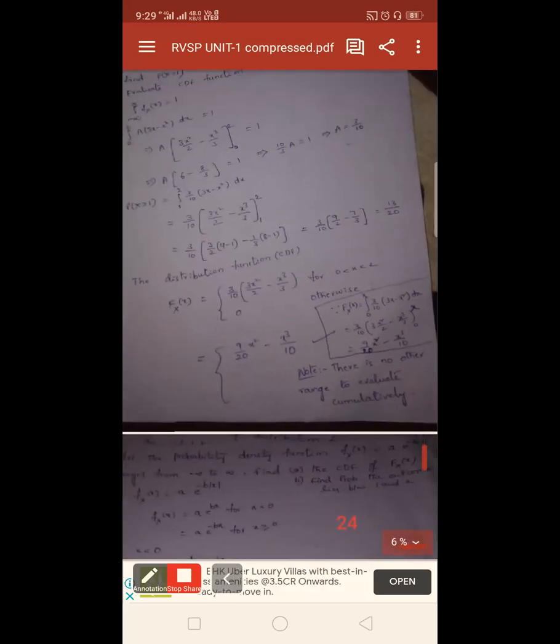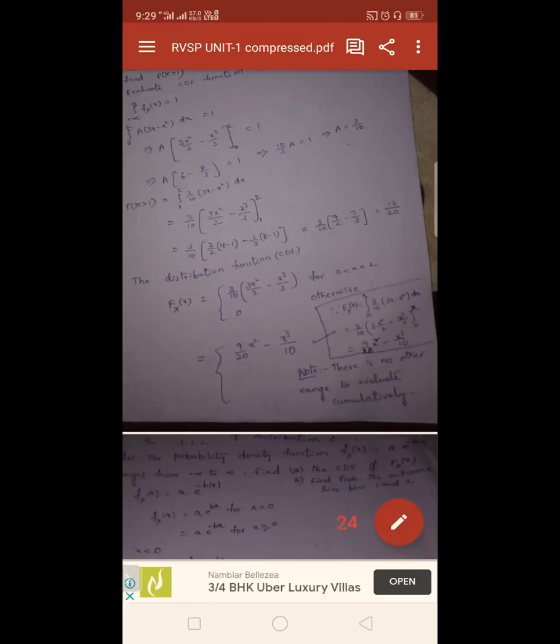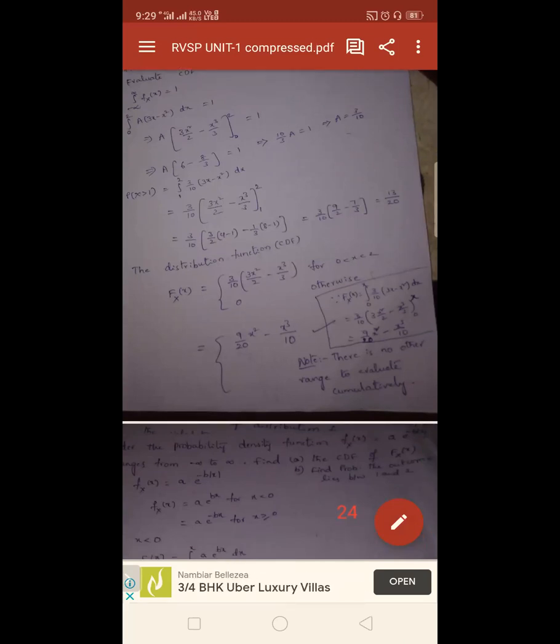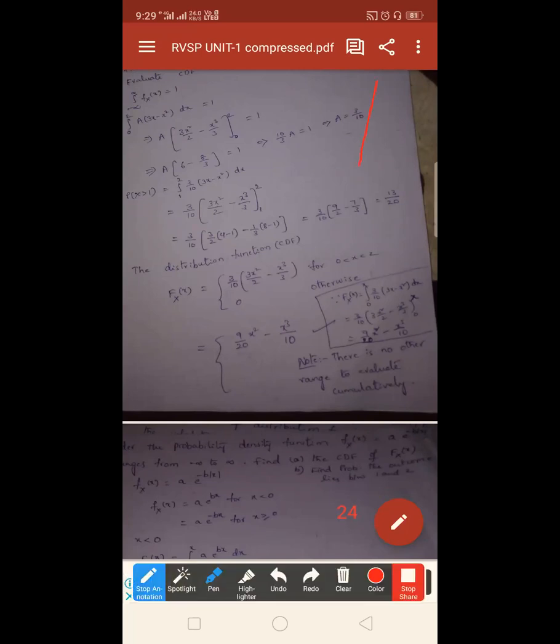Okay. So here 3 by 10 is the constant value, so you can write it outside. After applying the integration, you have to substitute the limits that are from 0 to x. So after substituting the limits also, you will get the function like this. 9 by 20 into x square minus x cube by 10. This is the answer that we have to get for the cumulative distribution function. Okay, is it clear?